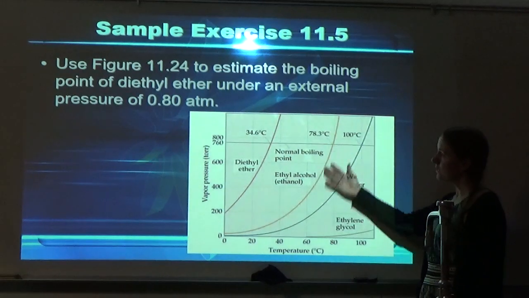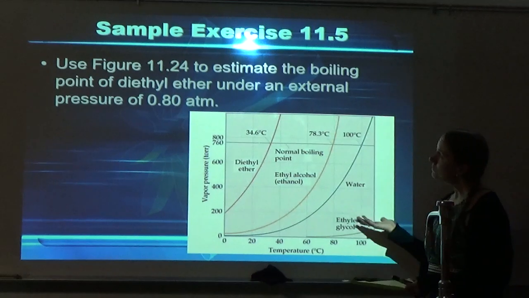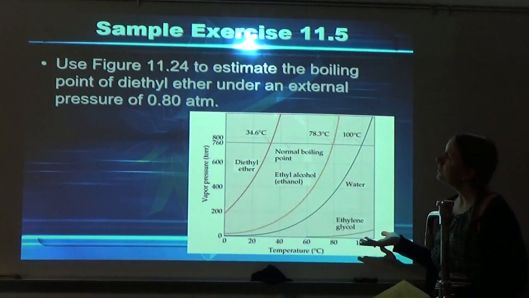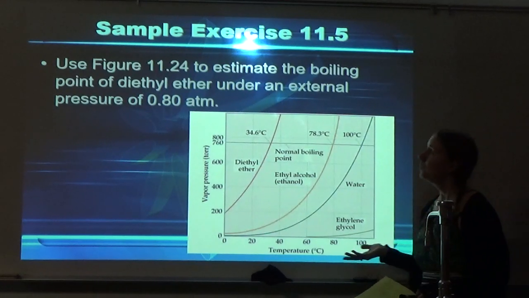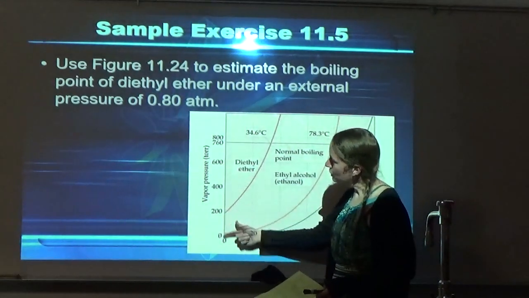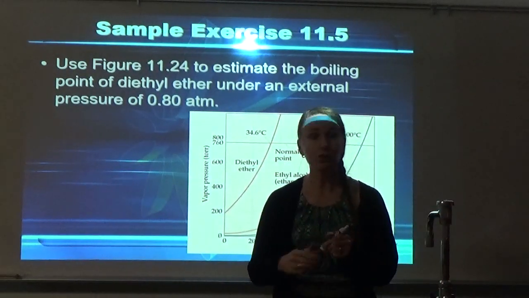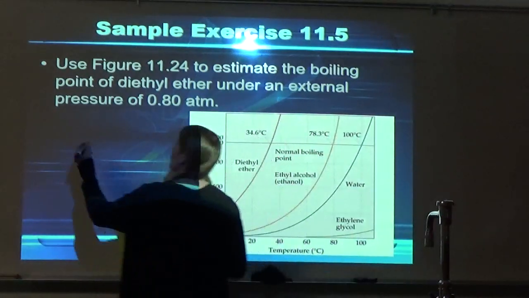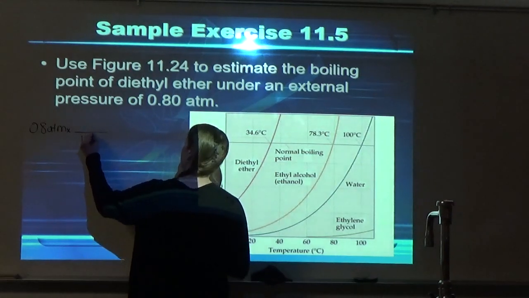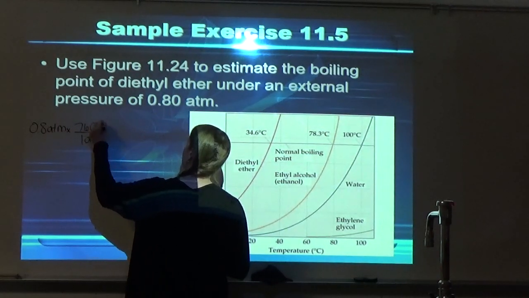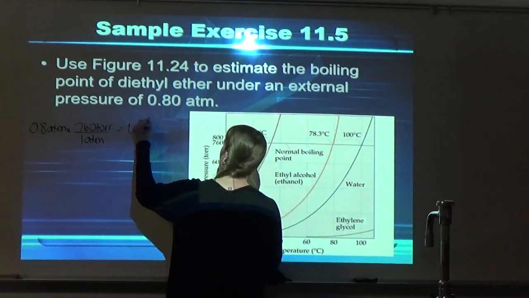So let's look at this one. We have a vapor pressure versus temperature chart here. It says, use figure 11.24 to estimate the boiling point of diethyl ether under an external pressure of 0.8 atm. Well, they gave me 0.8 atm, but my pressure here is in torr. So the first thing I did was change it to torr so I could figure out where I'm looking on my graph. I have 0.8 atm, so 1 atm goes on the bottom, and that equals 760 torr. Once I did that, I figured out that's 608 torr.